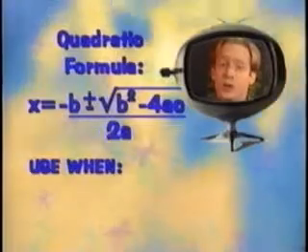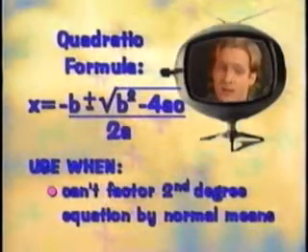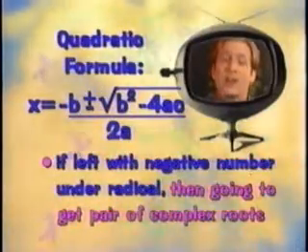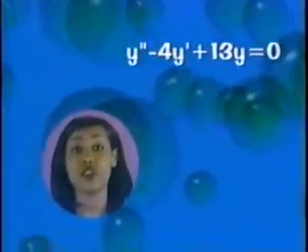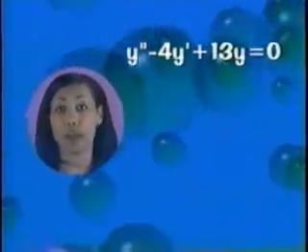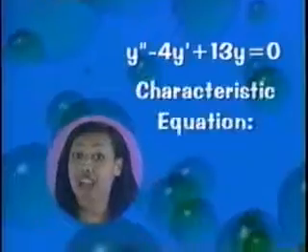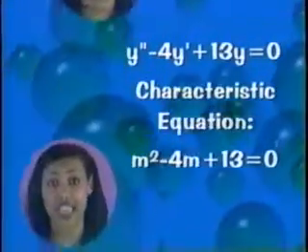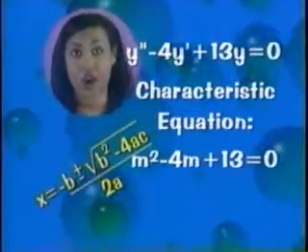You need to use the quadratic formula when you can't factor a second-degree equation by the normal means. If you are left with a negative number under the radical sign, then you're going to get a pair of these ugly complex roots. Here's a quick memory refresher. Suppose you have the differential equation y double prime minus 4y prime plus 13y equals 0. The characteristic equation is m squared minus 4m plus 13. We can't factor this the normal way, so we need to use the quadratic formula.